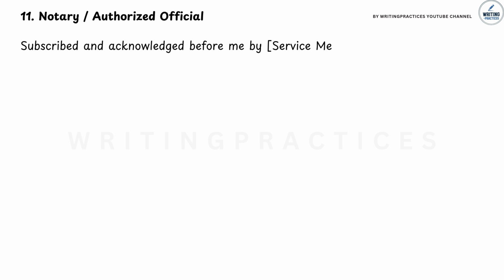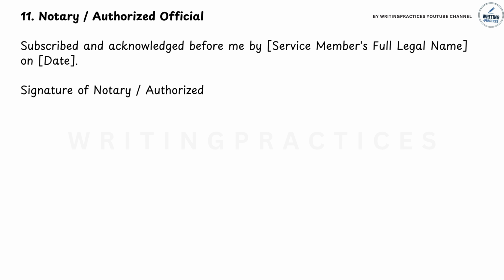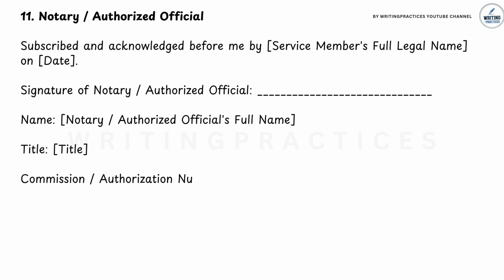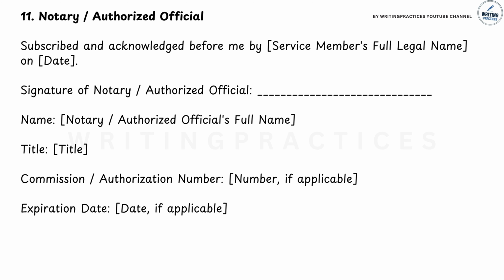Section 11. Notary or authorized official. The final section is the notary or authorized official section. Subscribed and acknowledged before me by Michael James Carter on September 1st, 2026. Signature of notary or authorized official. Name, Patricia Ann Miller. Title, Notary Public. Commission or authorization number, 7845216. Expiration date, November 30th, 2029. Official seal or stamp.